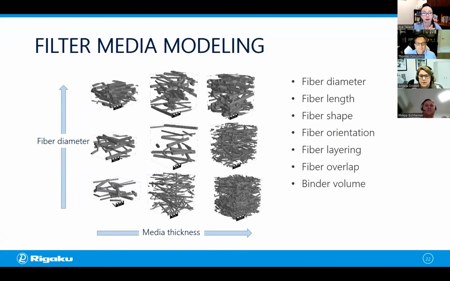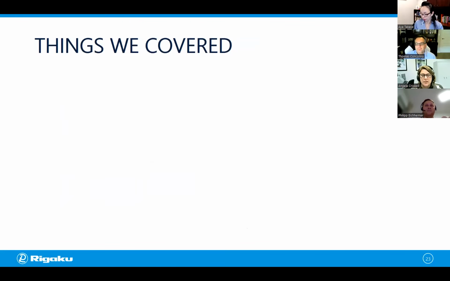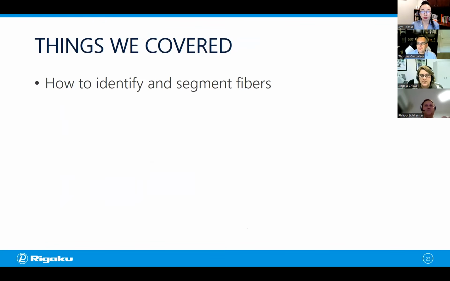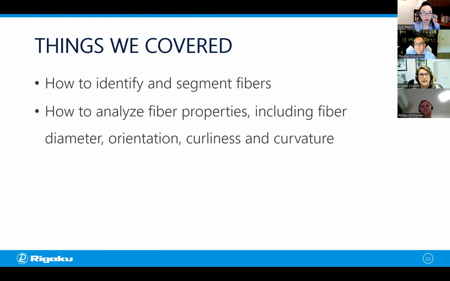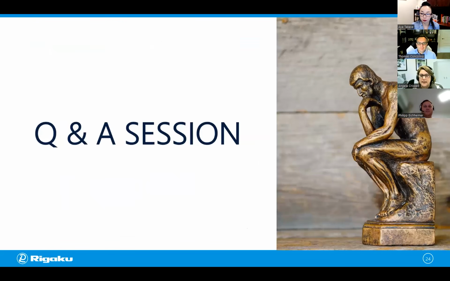Yes, we do. Okay, so just to wrap up the things we covered today: we looked at how to identify and segment fibers and binder. And then we analyzed those fibers for various properties, including their diameter, their orientation, their curliness, their curvature, and so on. And then finally, we briefly looked at how you start to model that fiber media. And with that, we'll end for today and maybe have time for some questions.